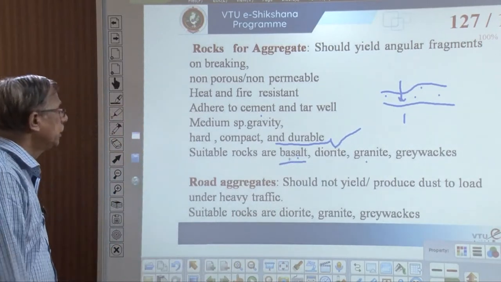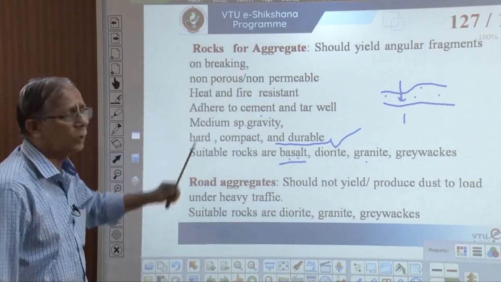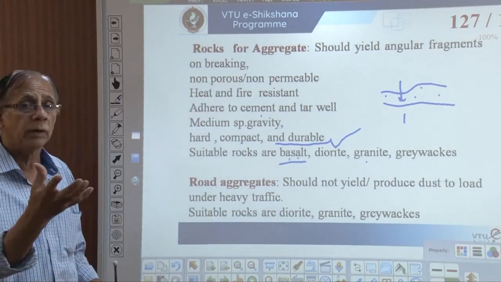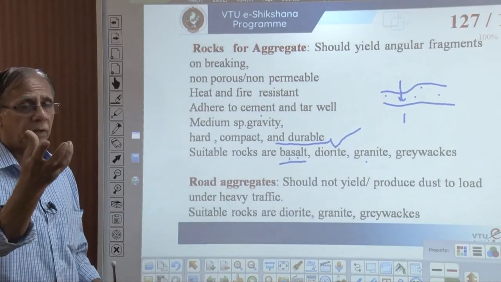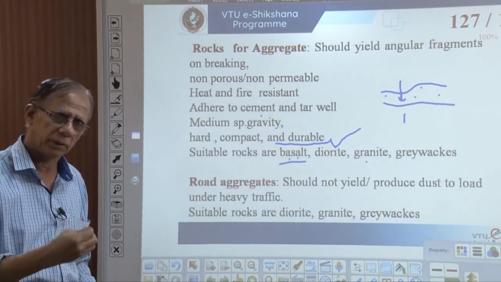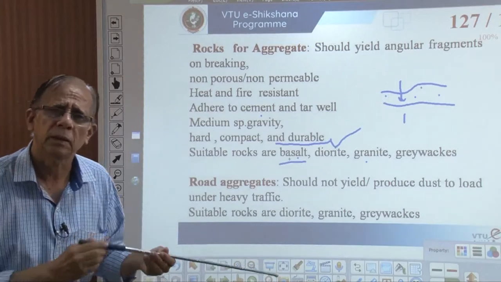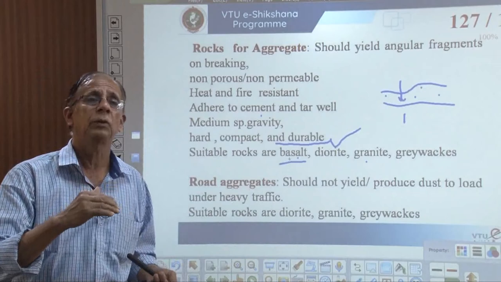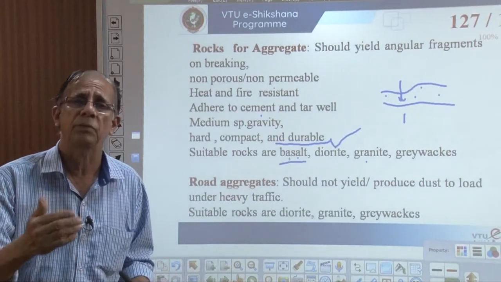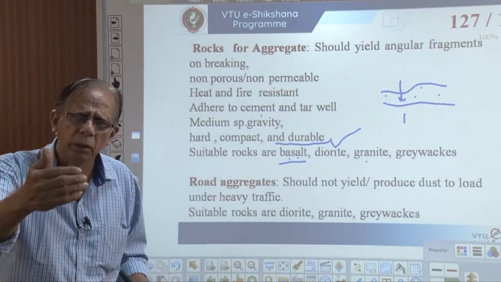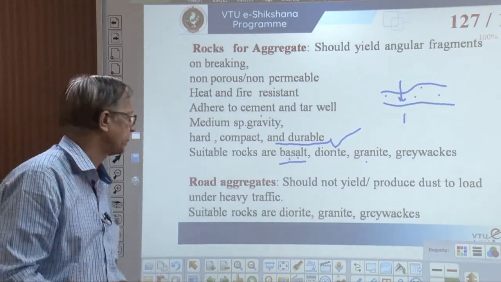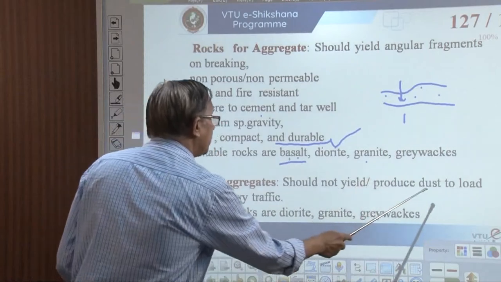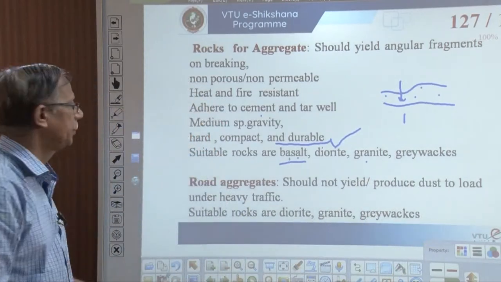Road aggregate. It is in all respects similar to the aggregate which we use in buildings, but in the road, their size can be larger or smaller. Second, there is a continuous traffic load on them. They have different forces acting on them, so we expect a slightly different property. They should not yield or produce dust under heavy traffic.